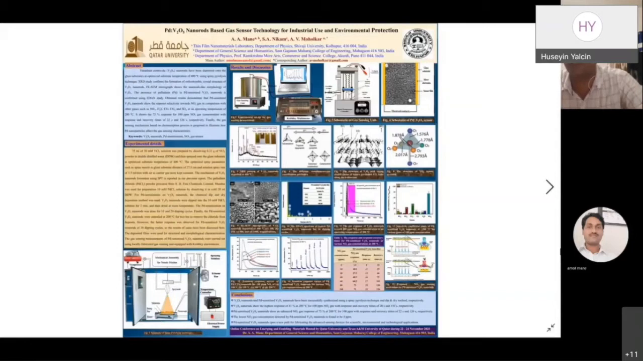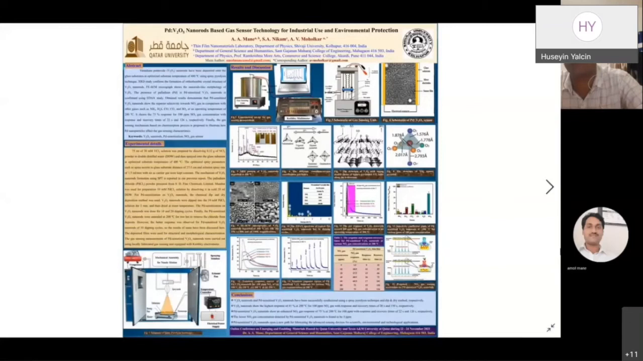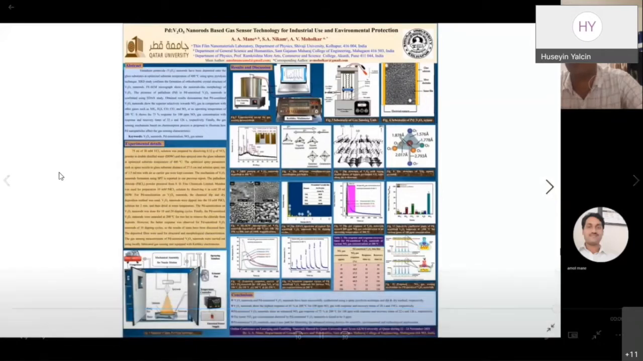The response and recovery times are found to increase with increasing NO2 gas concentration from 5 ppm to 100 ppm. The detection and monitoring of hazardous gases below the exposure limit is important in different fields such as industrial emission control, vehicle emission control, household security, and environmental monitoring. So in the present work, the lowest NO2 gas concentration detected by Pd-sensitized V2O5 nanorods is found to be 5 ppm, which is 2 times lower than the immediately dangerous to life and health value.